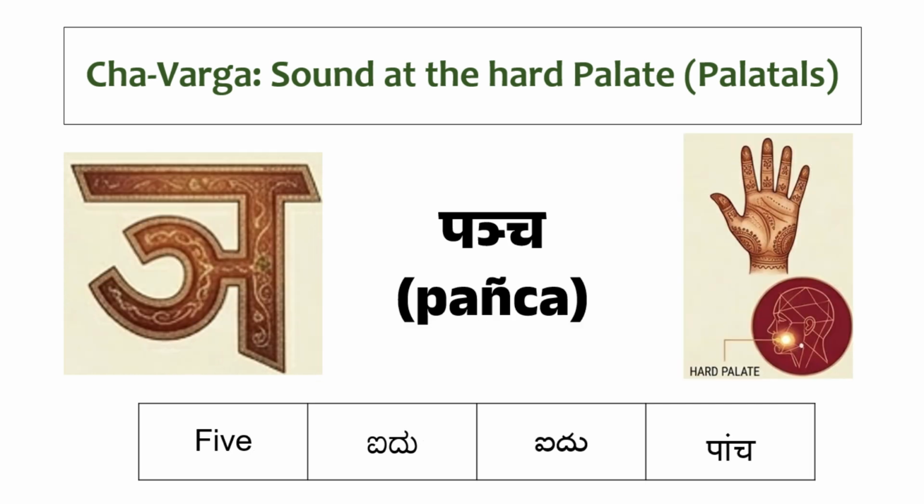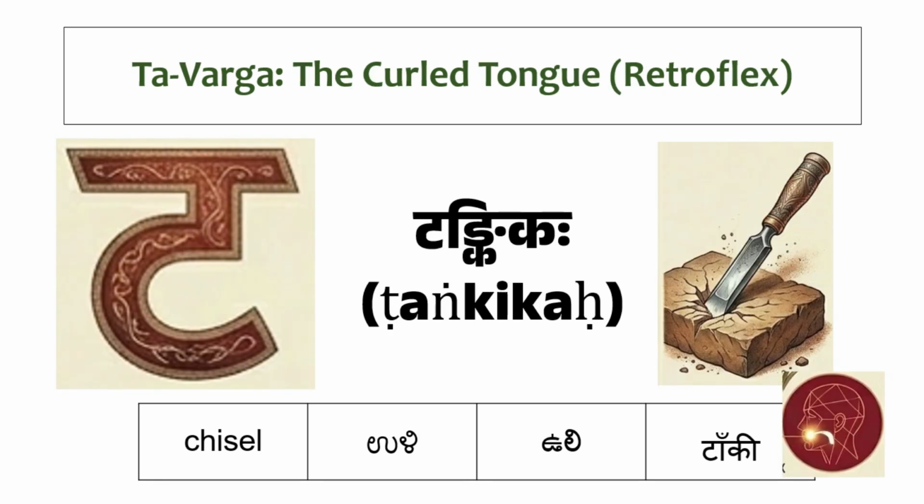Nya, pancha, which means in English five. In Kannada aidu, in Telugu aidu, in Hindi panch. Ta, tankikaha, which means in English chisel. In Kannada uli, in Telugu uli, in Hindi donkey.